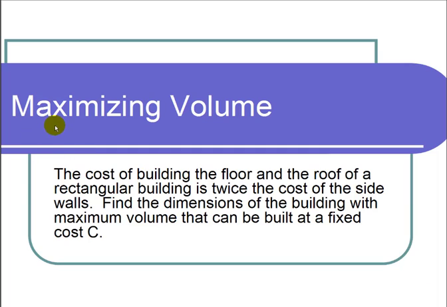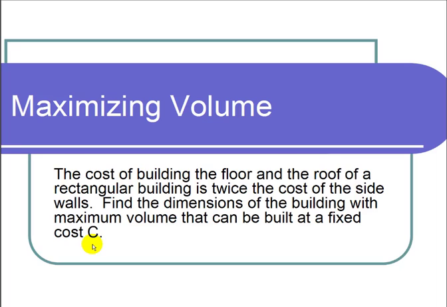This is a video on maximizing volume. The question states, the cost of building the floor and the roof of a rectangular building is twice the cost of the side walls. Find the dimensions of the building with maximum volume that can be built at a fixed cost C. So let's start by sketching a picture.